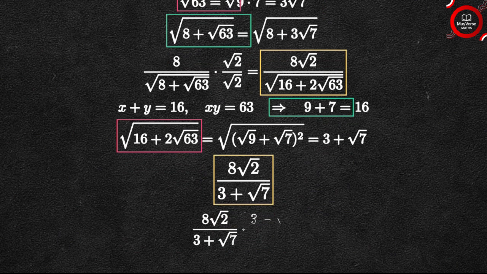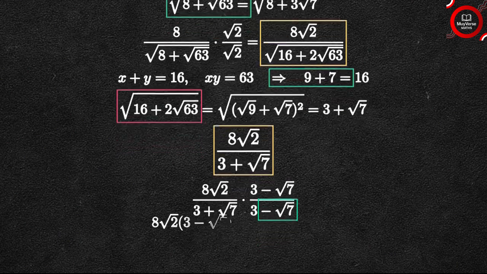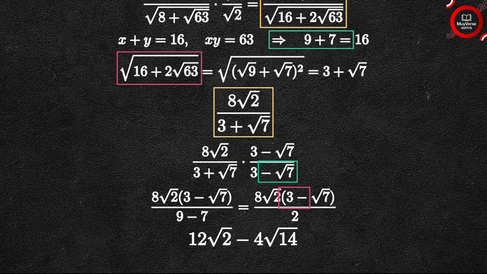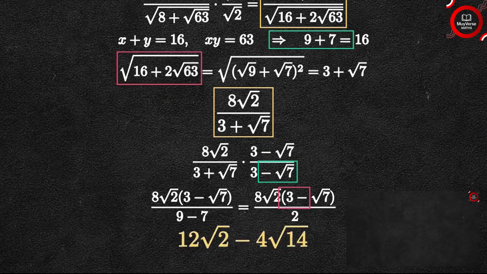Now rationalize the denominator by multiplying by the conjugate, 3 minus square root of 7. The denominator becomes 9 minus 7, which is 2. So we get 8 root 2 times 3 minus root 7, all over 2. Divide by 2 to get the final simplified form. The answer is 12 root 2 minus 4 root 14.